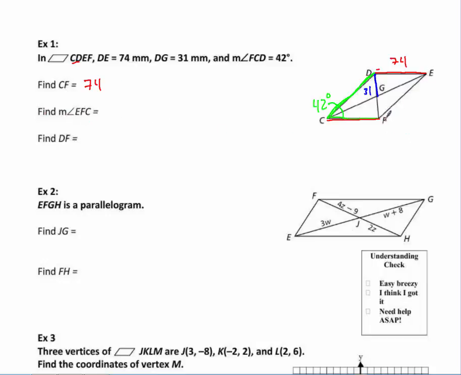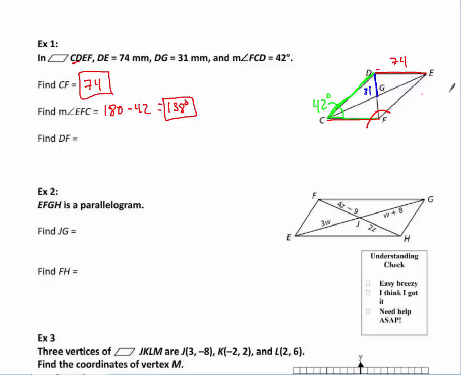Well, EFC is this angle. We know that two angles next to each other, consecutive angles, are supplementary. So to find angle EFC, we can do 180 minus 42 is 138 degrees, and we got our answer.